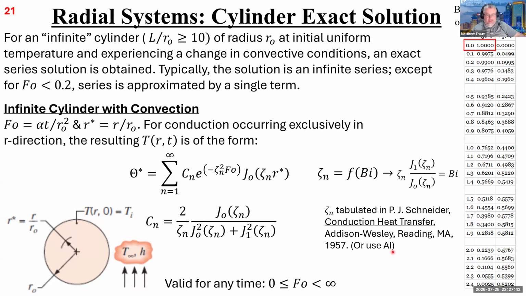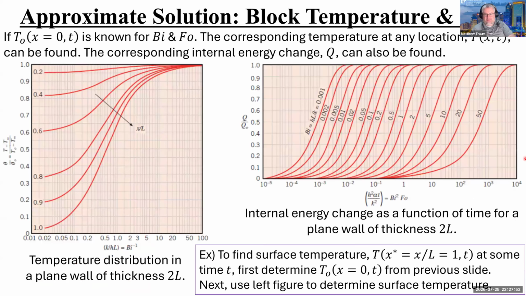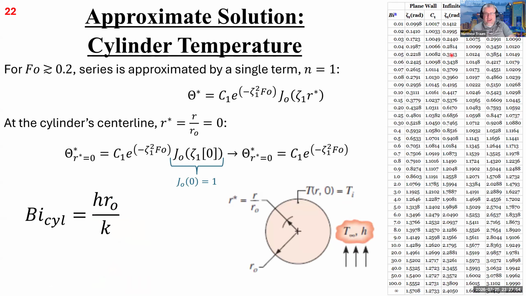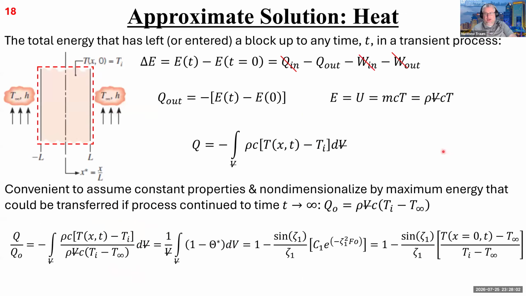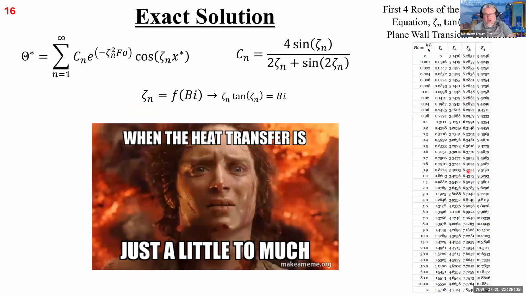This happens so rarely that our book doesn't even tabulate zeta values for this function, right? So they give you just this guy. So zeta sub 1 for Biot numbers. They don't give you any of the high order zetas, no zeta 2, zeta 3, zeta 4, like we got for plane wall, right? This doesn't exist in our book for a cylinder or a sphere.